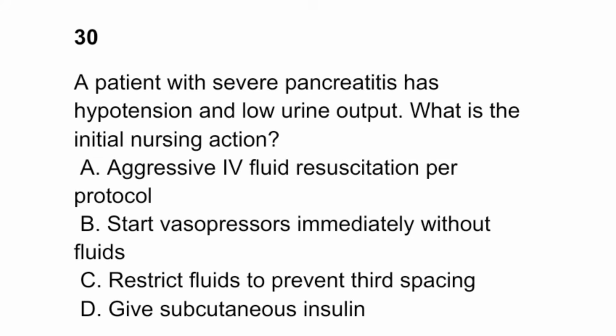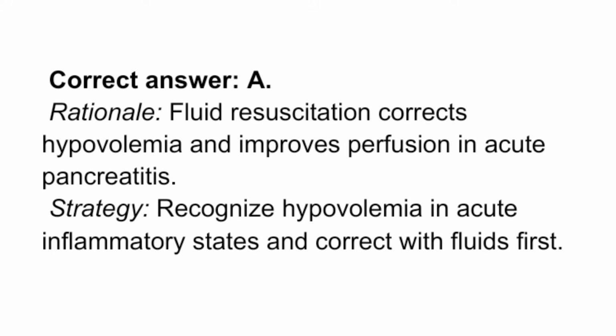30. A patient with severe pancreatitis has hypotension and low urine output. What is the initial nursing action? A. Aggressive IV fluid resuscitation per protocol. B. Start vasopressors immediately without fluids. C. Restrict fluids to prevent third spacing. D. Give subcutaneous insulin. Correct answer, A. Rationale: fluid resuscitation corrects hypovolemia and improves perfusion in acute pancreatitis. Strategy: recognize hypovolemia in acute inflammatory states and correct with fluids first.